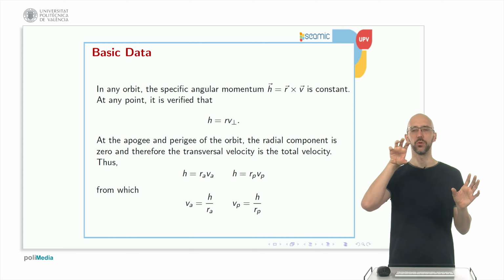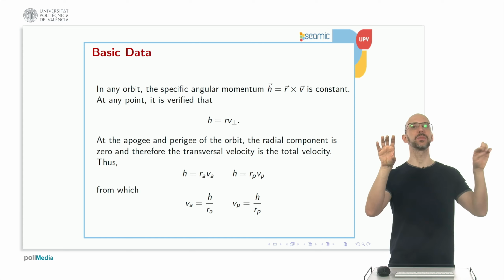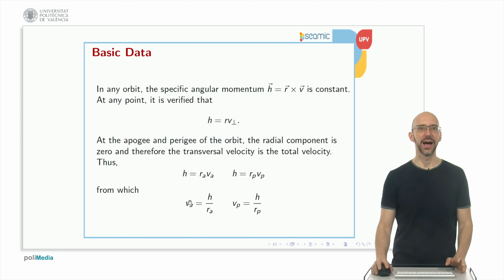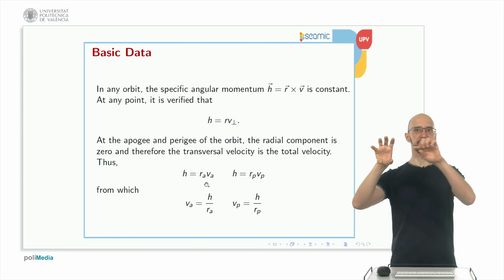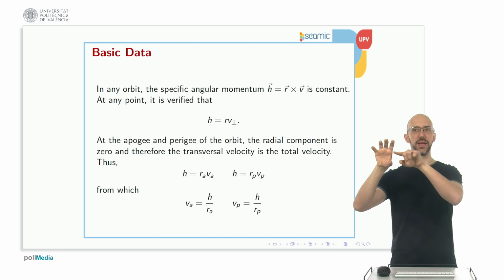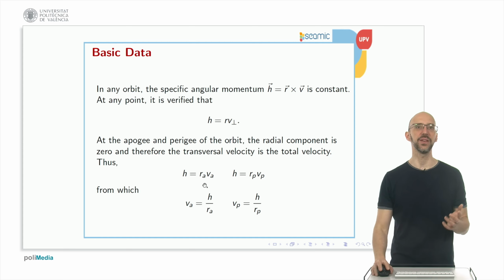Which are these numbers? Let's suppose this is the Earth, the elliptical orbit goes like this, and the farthest point to the Earth is called the apogee, and this distance is called the radius of the apogee, and this is denoted by r sub a. This is the apogee, this is the radius of the apogee, and at this point it has a velocity. This velocity is called V sub A.